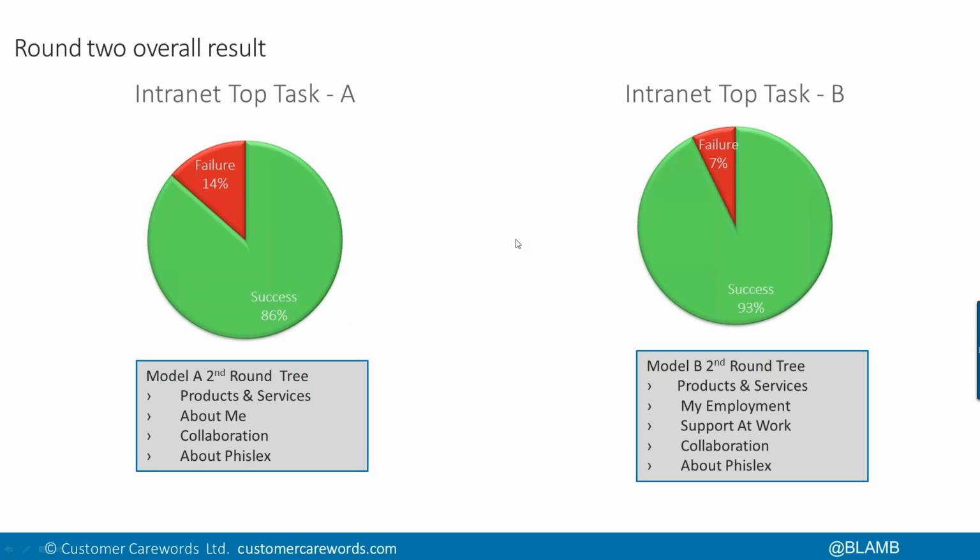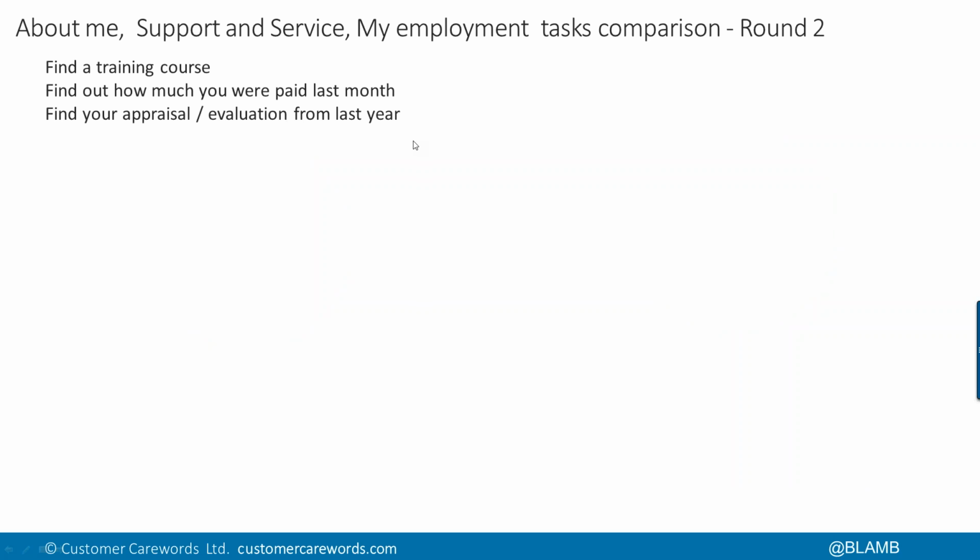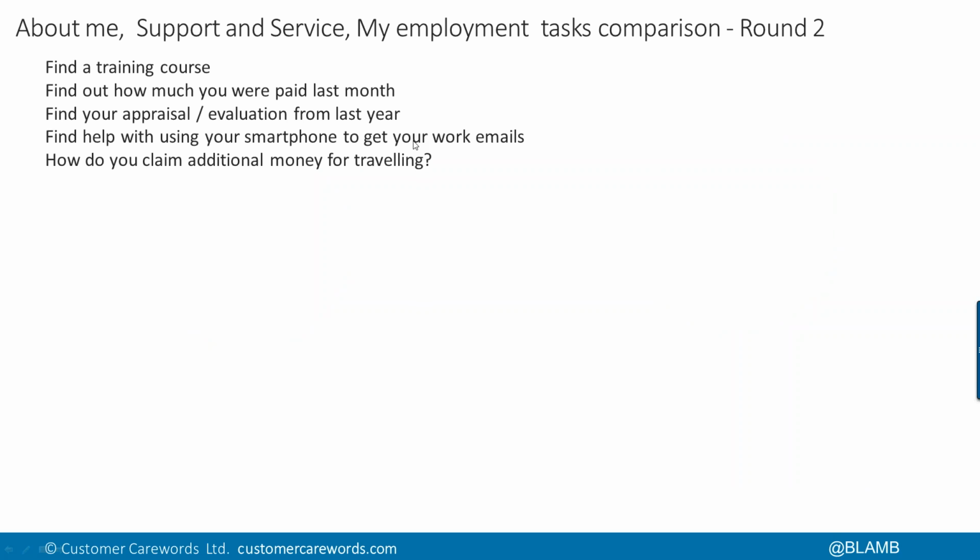So what happens with the results? The success rate goes up. Actually for both models, but look at model B, a significant jump in success. So we're obviously curious what's happening. We can look again at our groups of tasks where we'd seen significant difference. About me, support and service, my employment type tasks. Let's see the comparison there. A reminder, that's these type of tasks.